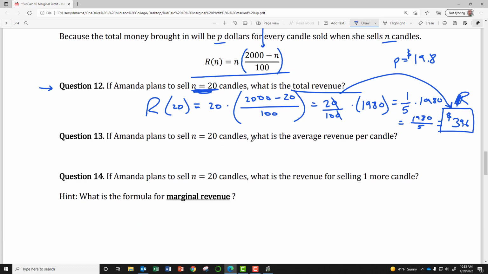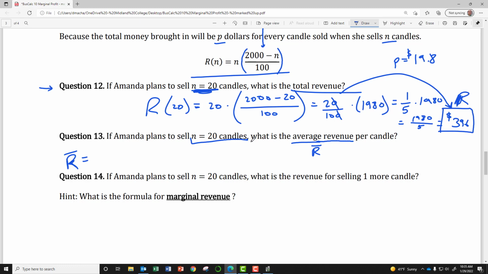Okay, moving on to question 13. If Amanda plans to sell 20 candles, what's the average revenue per candle? So the average revenue, we're going to represent that with this symbol, capital R with a bar above it, just like we used for average cost. We're going to put a little bar to mean average.